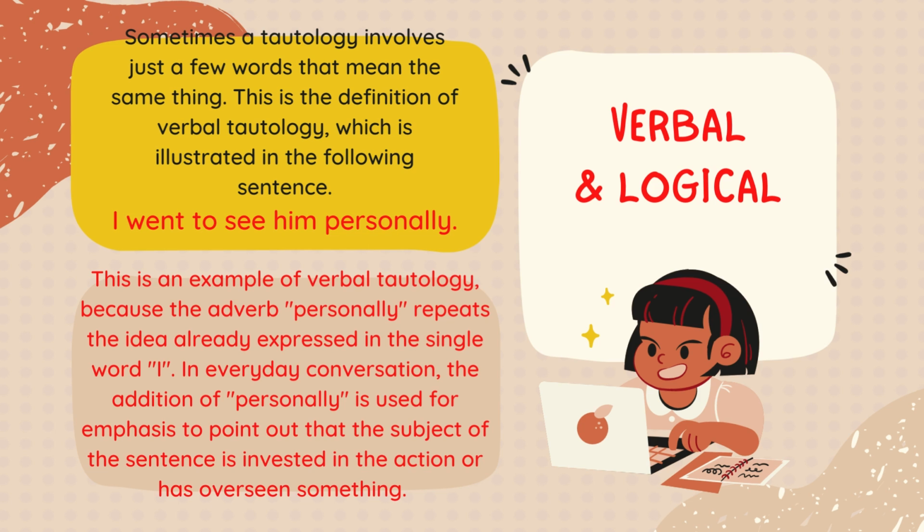Okay? Now we have here two kinds of tautology. We have verbal tautology and logical tautology. Let's not deal with logical tautology because the world around logical tautology is philosophy. So let's stick to verbal tautology. Sometimes a tautology involves just a few words that mean the same thing. This is the definition of verbal tautology, which is illustrated in the following sentence.